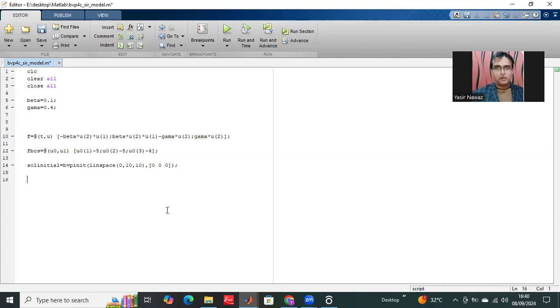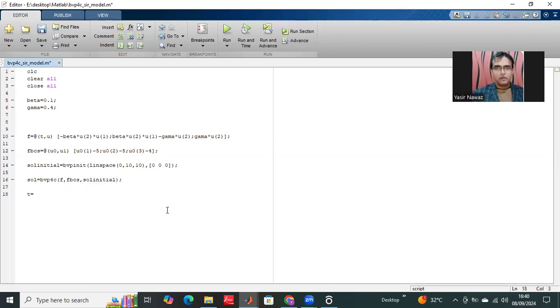Now what I will do, I will use bvp4c. For bvp4c, I will use the differential equation function, and then the boundary condition function, and then the initial condition function. So now I will get the solution.